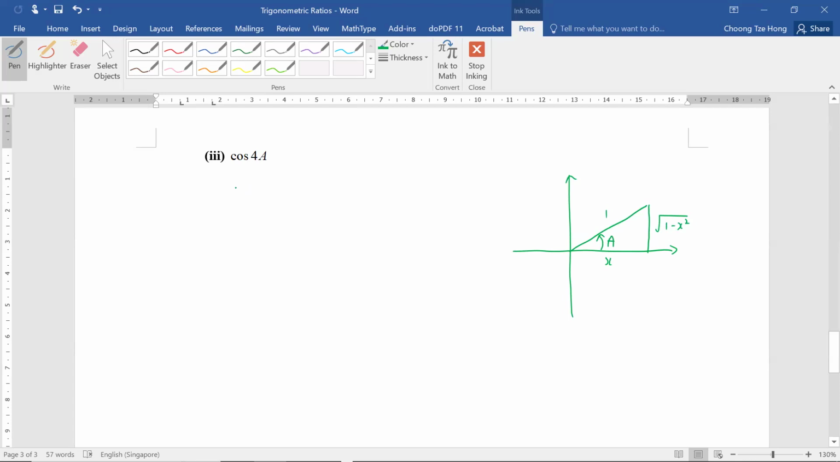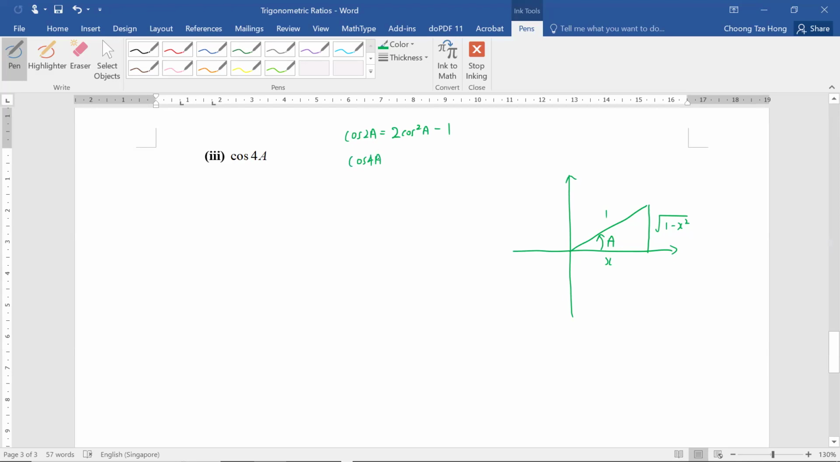Okay, so if we want cosine 4a, we need to use the double angle formula. Let's recap the double angle formula for cosine first. Cosine 2a will be 2 cosine square a minus 1, right? Now the angle is double of 2a, so it's now cosine 4a.